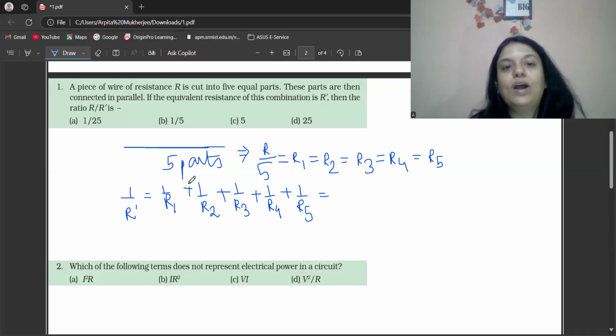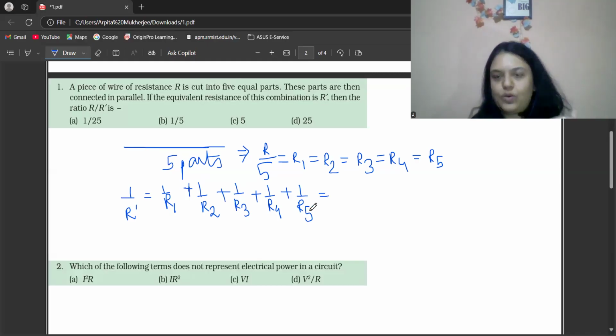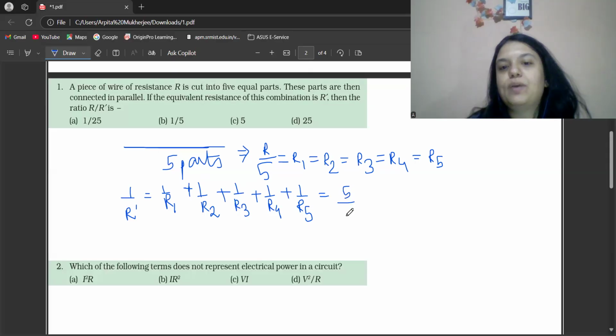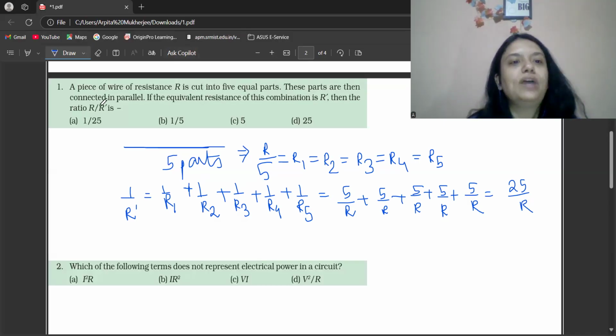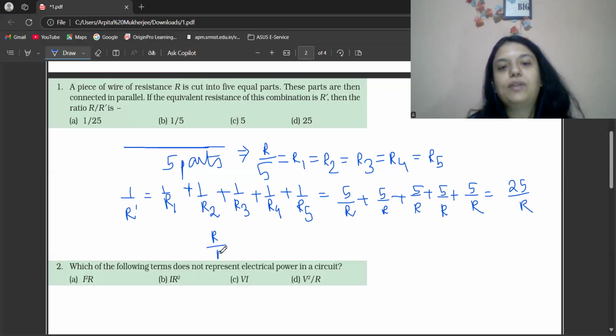So when I write 1 by R1, it gets reciprocated. So it will be what? It will be 5 by R plus 5 by R plus 5 by R, five times, because it's divided into 5 parts. So the whole sum will be 25 upon R. Right? What do we want to find? We want to find the ratio R by R prime, which will be nothing but 25. So your answer is option number D.